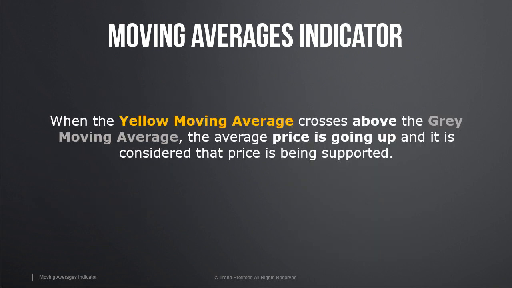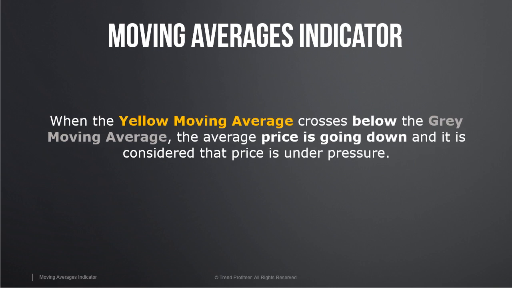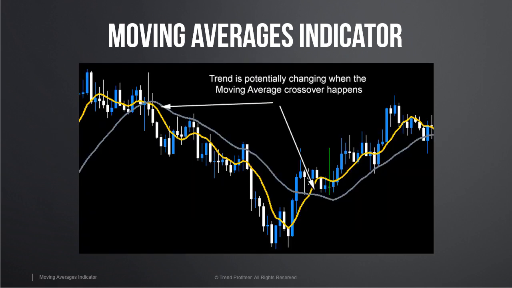Okay, so when the yellow moving average crosses above the gray moving average, the average price is going up and it is considered that price is being supported. When the yellow moving average crosses below the gray moving average, the average price is going down and it is considered that price is under pressure. So these points are really important. I'm just going to go over it a little more now.